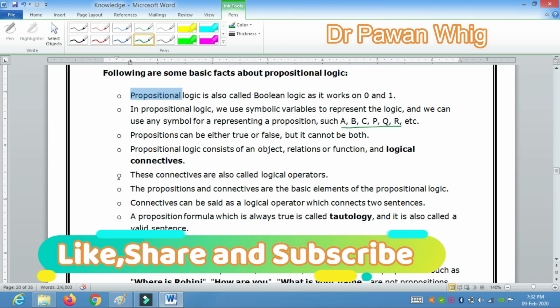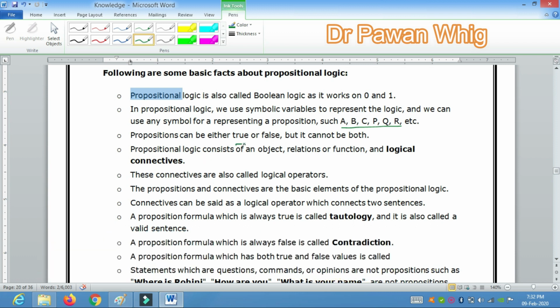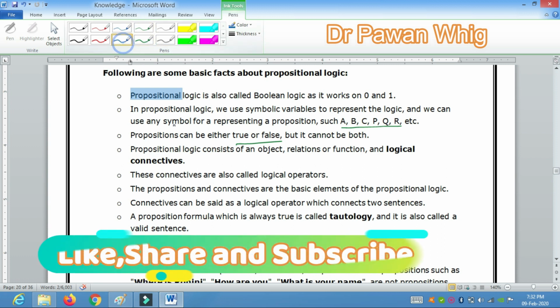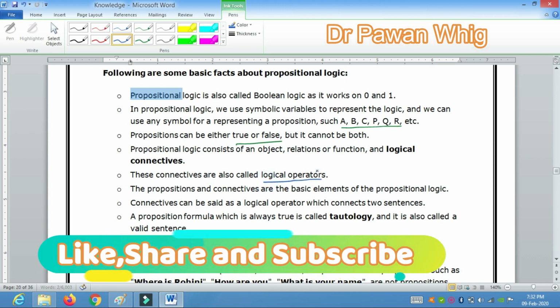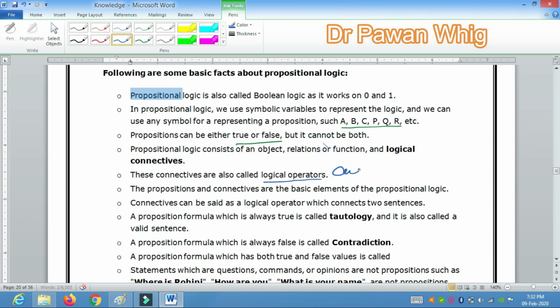A proposition can be either true or false, that I already told you. Propositional logic consists of objects, relations, functions and logical connectives. These connectives are called logical operators. We will cover this soon. Actually, logical operators are like and, or, negate. So we will cover it later on.